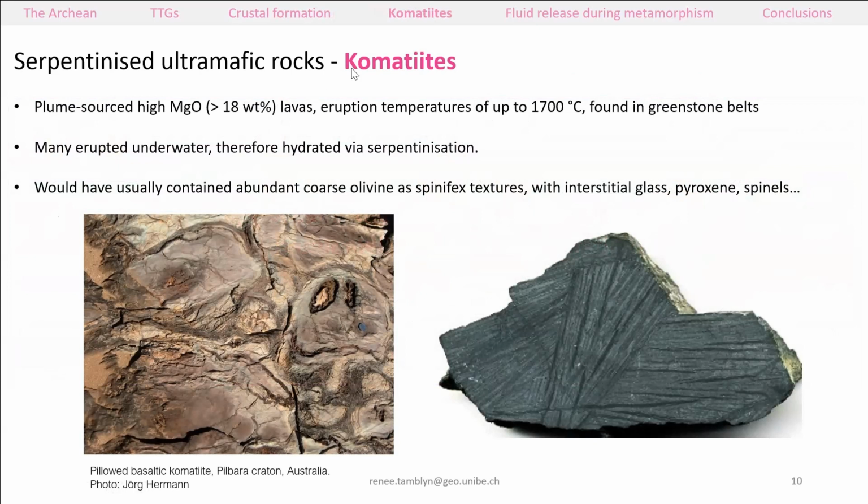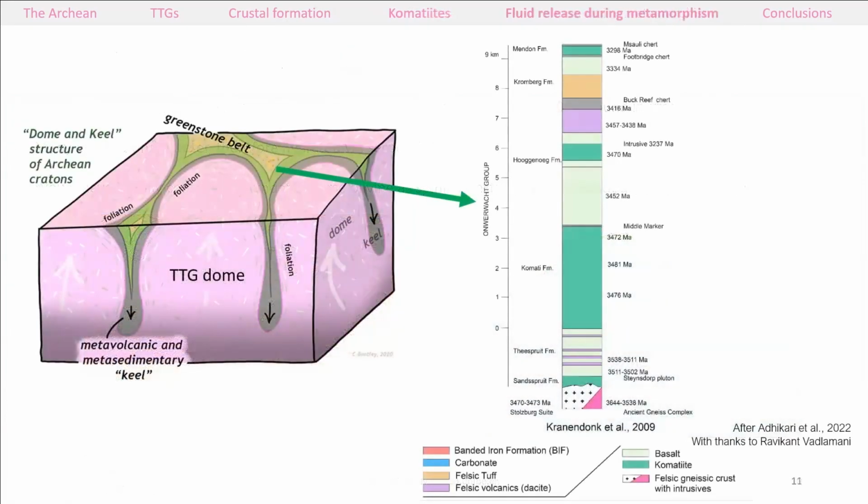And this is an image of some basaltic komatiites showing really nice pillows from the Pilbara Craton in Australia. When they erupted, they would have contained very coarse, abundant olivine in these beautiful spinifex textures, a lot of glass, probably pyroxene, spinels, these sort of things.